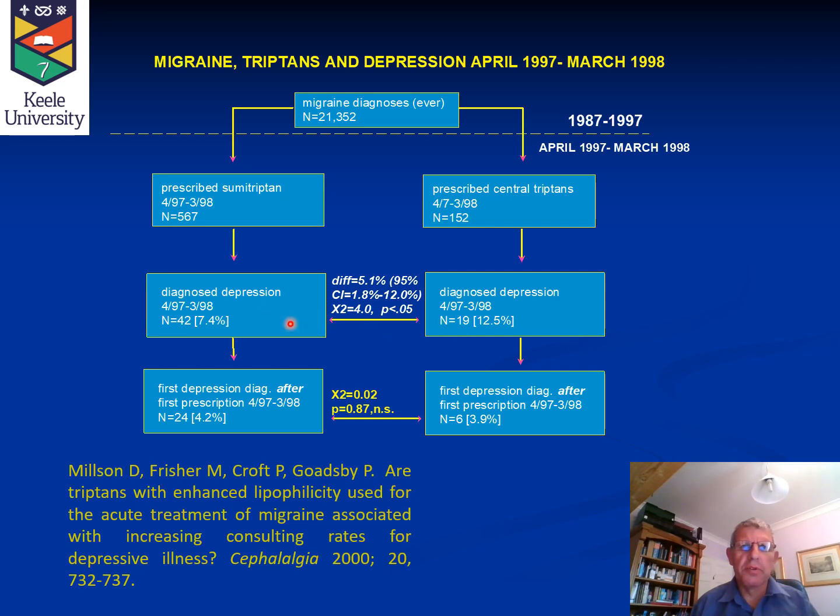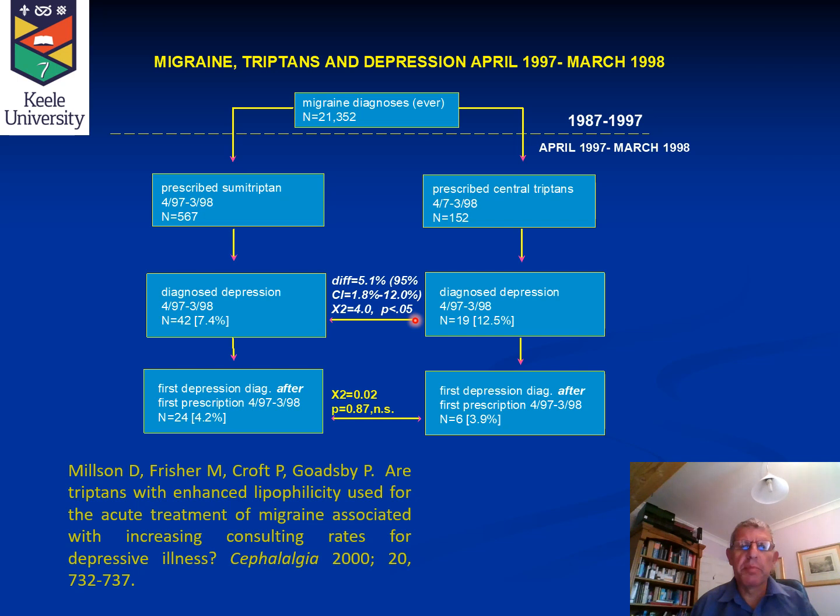And you could see that those who had the older triptans had a depression rate of 7.4% compared to 12.5% among the newer triptans. And I did a statistical test, and you can see that this difference is statistically significant. So there was a 5.1% difference in the sample, and in the population this could have been anywhere between 1.8 and 12%. So that does, on the face of it, look as if there is a difference.